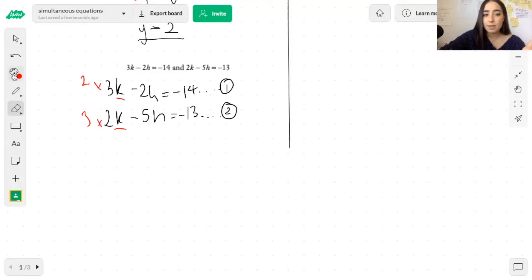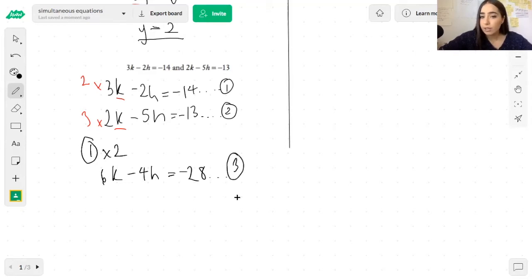So let me show you how it's done. We're going to take equation 1 and multiply it by 2. So you take the first term 3k, multiplying that by 2 you get 6k. Then you take negative 2h, multiply that by 2 you get negative 4h. And then you have negative 14, multiplying that by 2 gives you negative 28. Now this becomes a new equation, we're going to call it equation 3. The next thing we're going to do is multiply equation 2 by a factor of 3. So 2k times 3 gives you 6k, negative 5h times 3 gives you negative 15h, and negative 13 times 3 gives you negative 39. And this will be called equation 4.